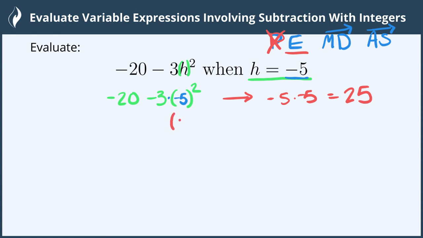And I'm going to go ahead and keep that inside this set of parentheses just to remind myself that I'm going to be multiplying between the 3 and what's in that set of parentheses. And then I write everything else exactly as it was on the step before. Now that I've finished the exponents, we'll move to multiply and divide from left to right. Here I only have one multiplication, and that's between the 3 and the 25. So we can go ahead and multiply 3 times 25.